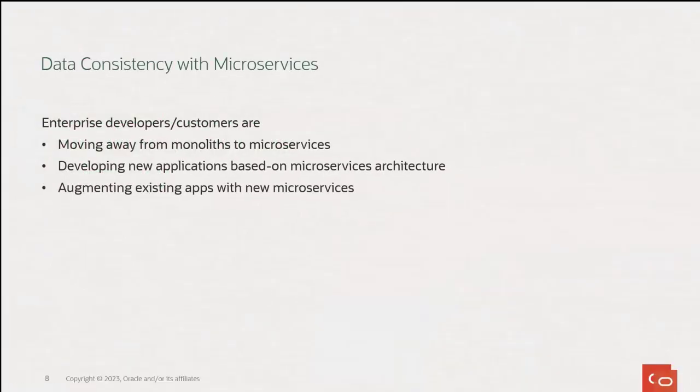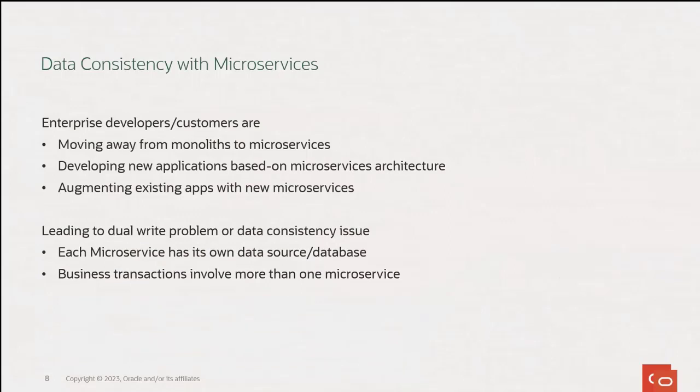So why does data consistency matter? What is the issue here? The issue is that, as customers move away from monoliths to developing microservices, or they're developing new microservices-based applications, or potentially augmenting applications, you run into this problem where there's going to be what we call a dual write problem. That's because each microservice tends to have its own database or its own storage mechanism. And as a result, if you have a transaction or a business application that spans more than one microservice, you now have to figure out a way to keep the data consistent between those microservices.